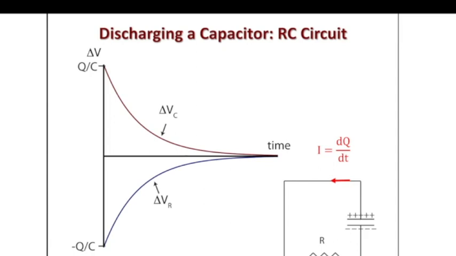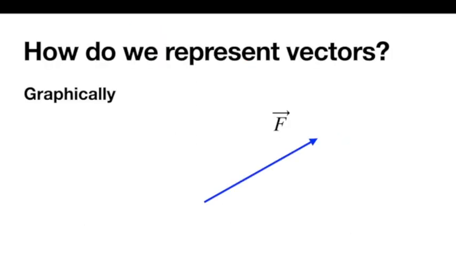Because going around the loop, I just crossed through the capacitor and the resistor, and my voltage drop going around a loop, no matter what's happening, steady state or not, needs to be 0, because it's just energy density conservation. Questions about exponentials or circuits? Okay. Moving on to vectors.